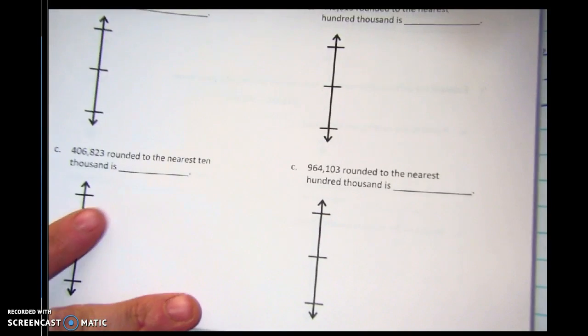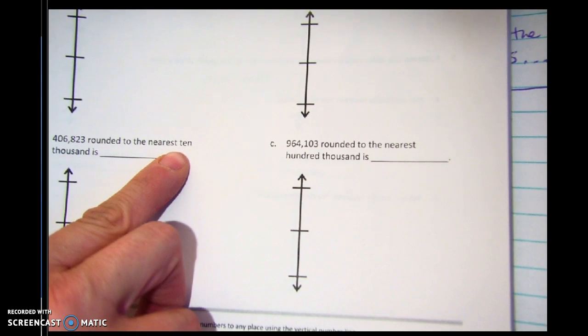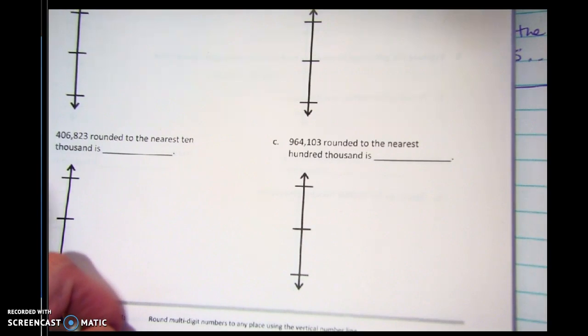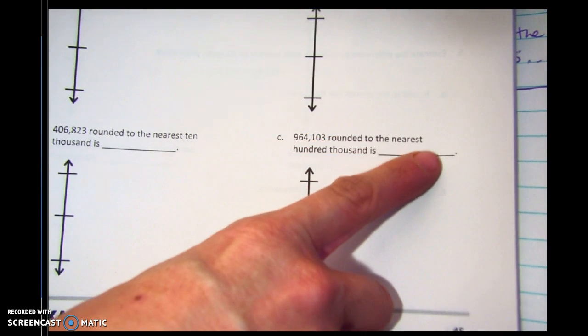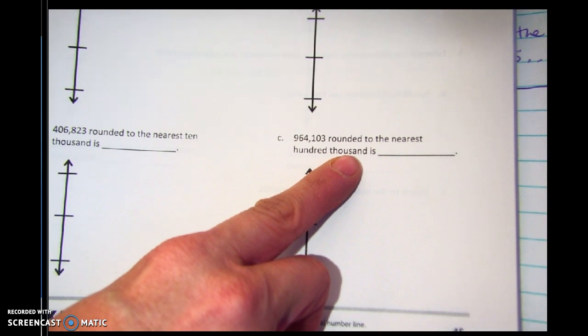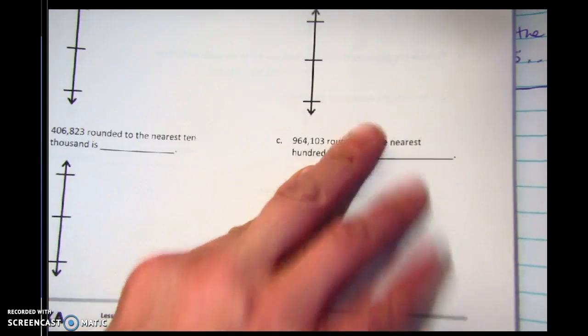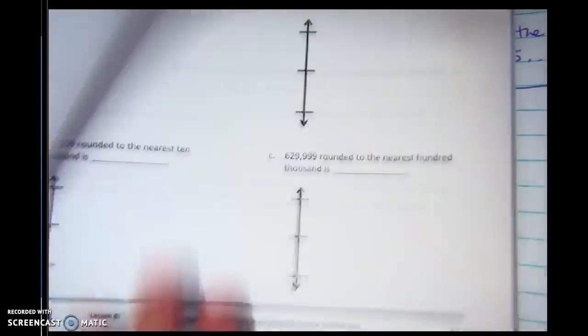You'll notice that on C, here we're rounding to the nearest what? 10,000. And this other C, we're rounding to the nearest 1,000. These are going to get a little bit trickier. Get it? Now, flip over to the back.